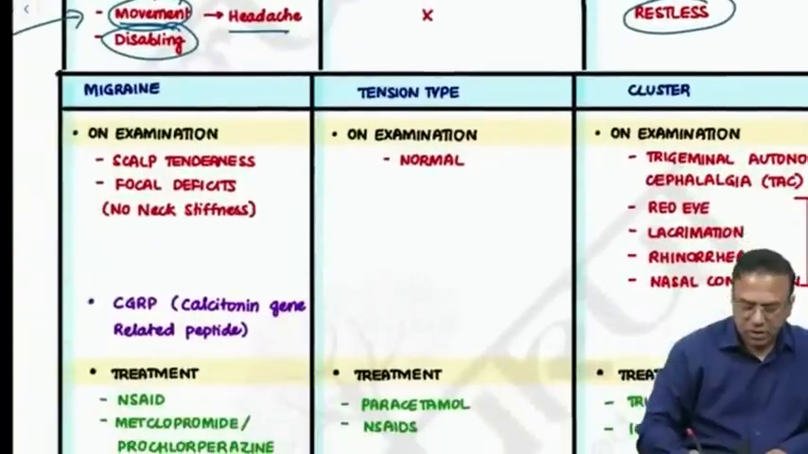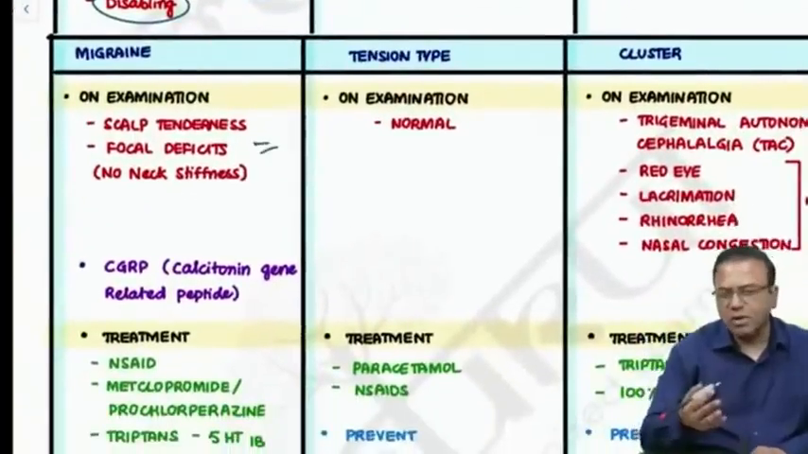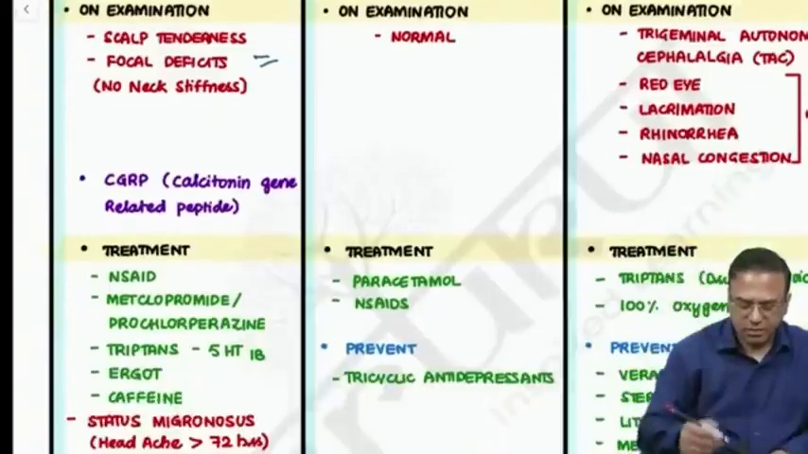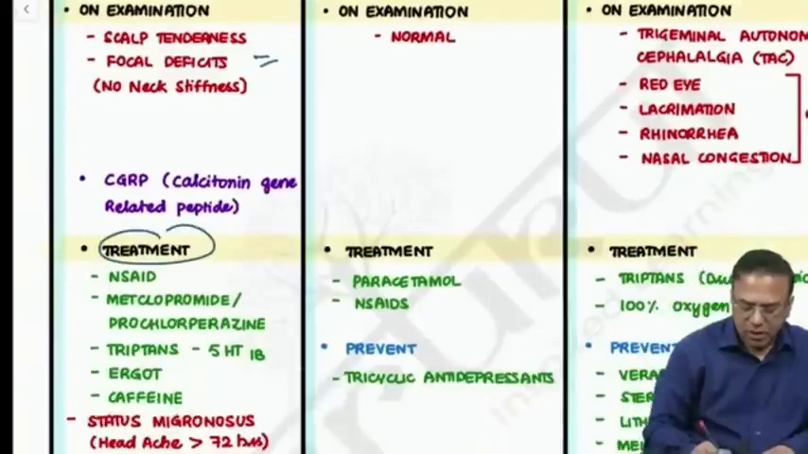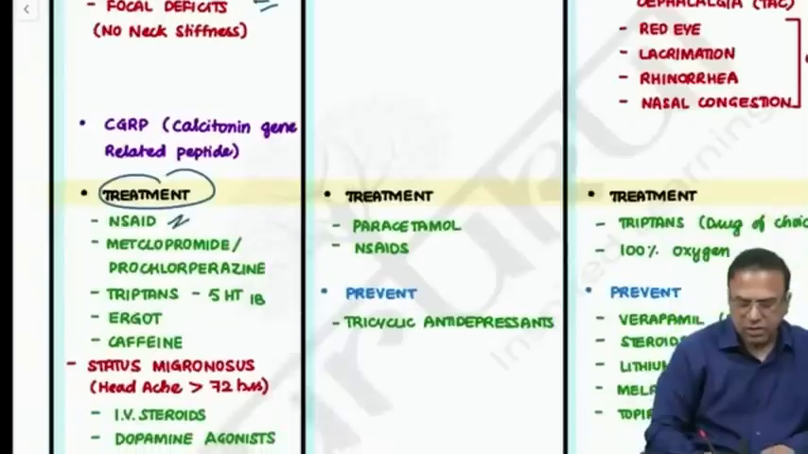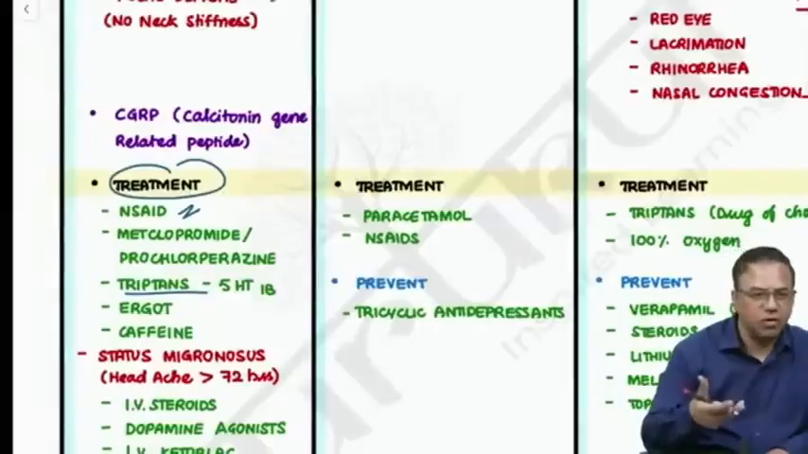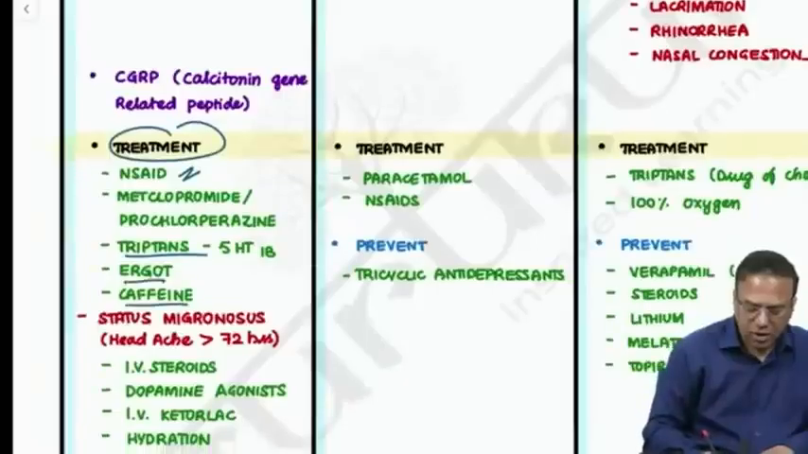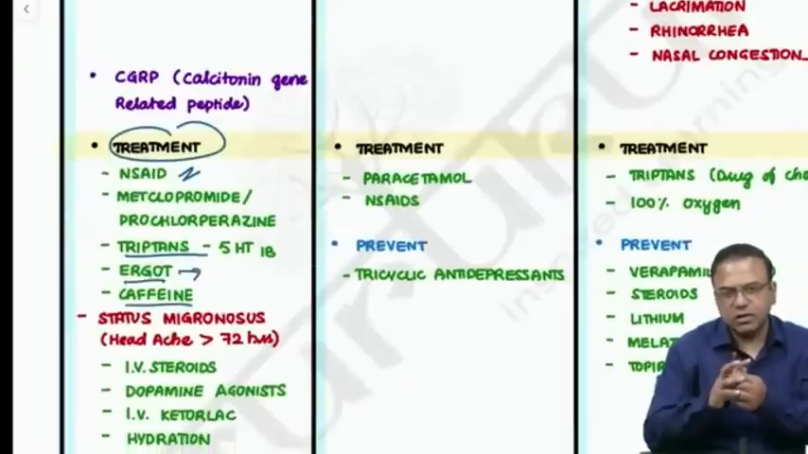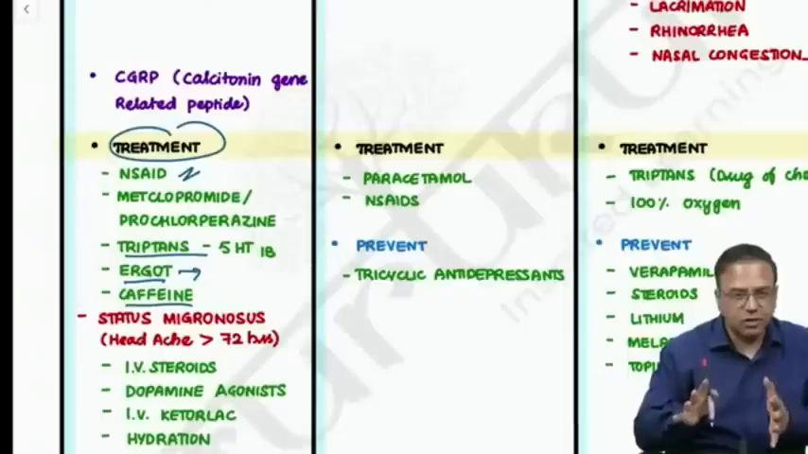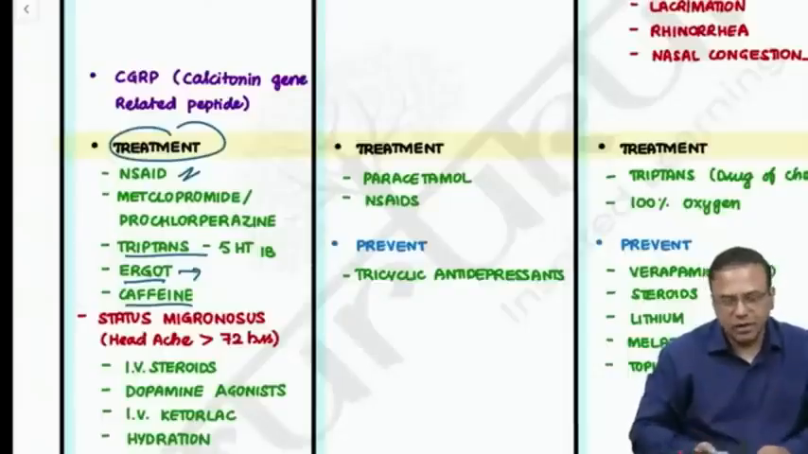So on examination, you may see some normal examination or you may see some scalp tenderness. The treatment, in acute treatment, mainly we use NSAIDs first. That doesn't work, then we go for triptans, or sometimes they just say mild disease, NSAID, moderate to severe disease, go for triptan. You can use ergot alkaloids and caffeine, but be careful, ergot sometimes can cause severe vasoconstriction and sometimes that can result in a Raynaud's patient. Don't use ergot, it will cause vasospasm.